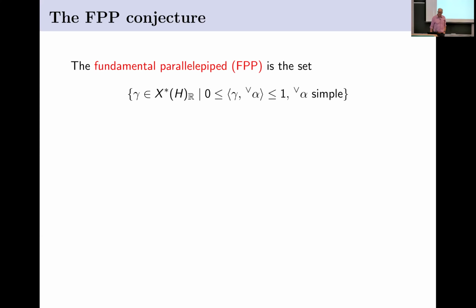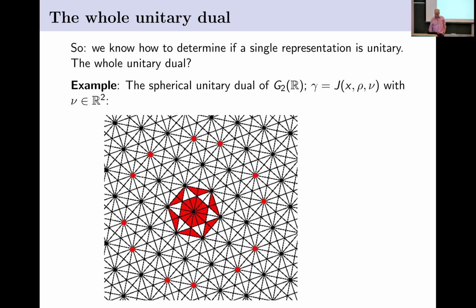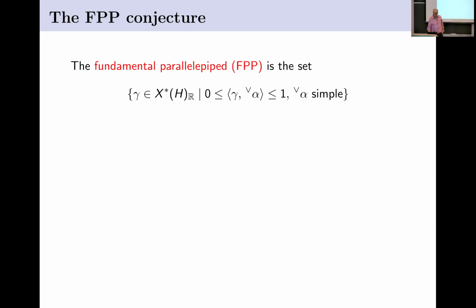So the fundamental parallelepiped is the following set. It's the set of elements in the real span of the roots for which all of the simple co-roots are between 0 and 1.